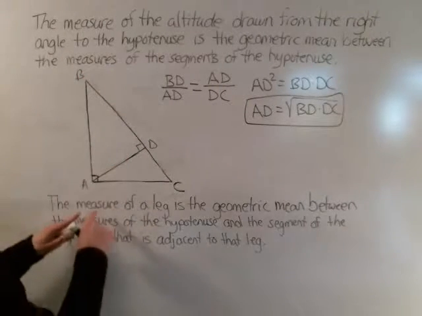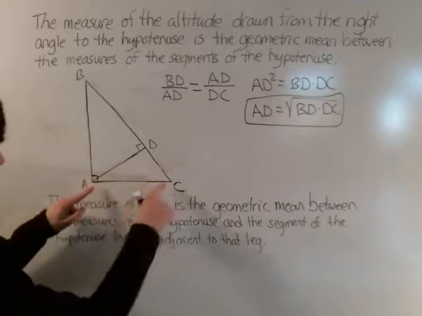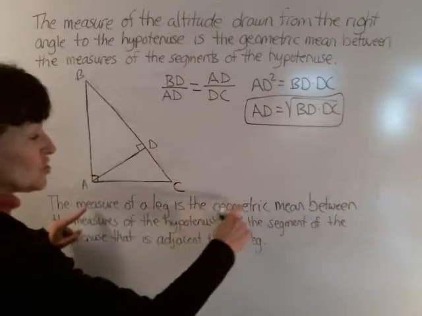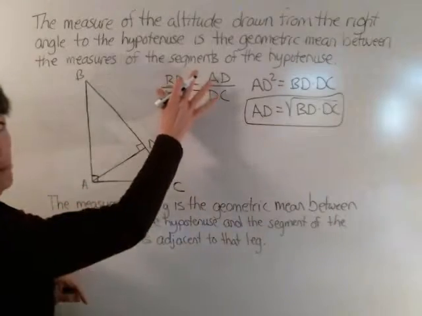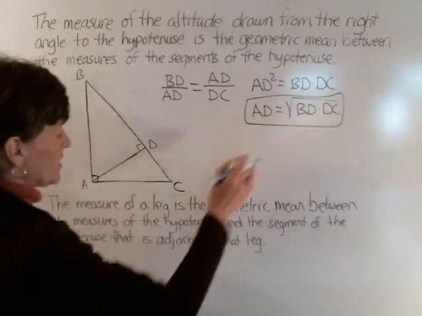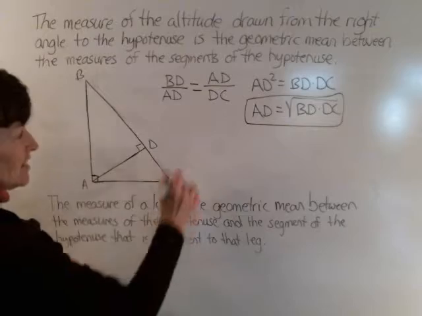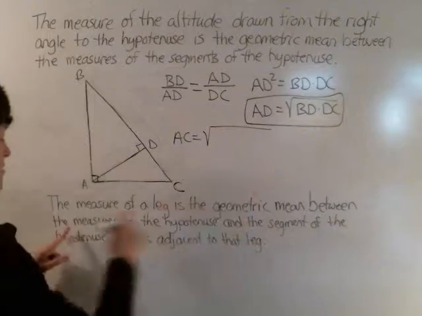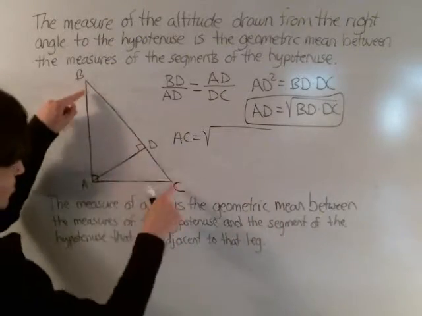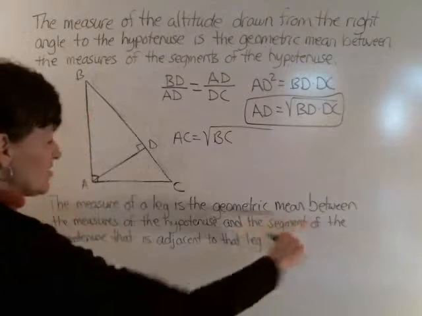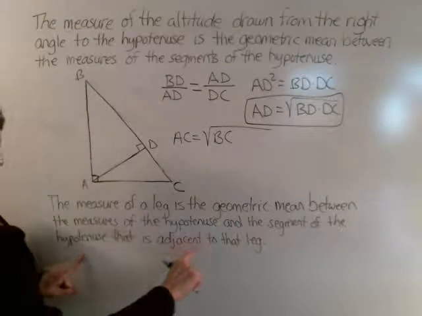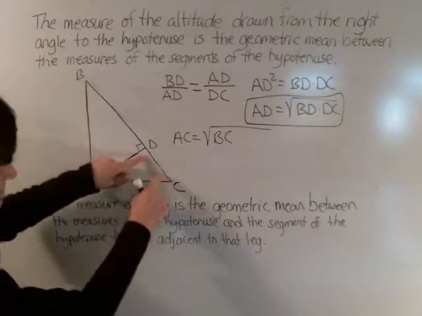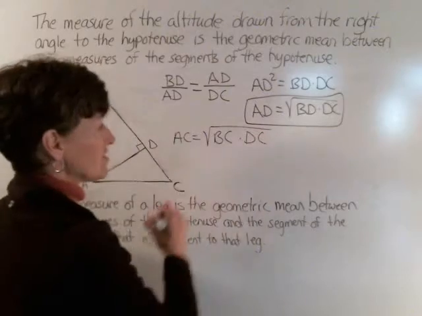Now for the second theorem, the measure of a leg. Well, my right triangle, of course, has two legs. Let's start with AC. So the measure of a leg is the geometric mean. So this time I'm going to skip the proportional way to write this, and I'm just going to write it this way. AC equals the geometric mean, that means I'm going to take the square root, between the measures of the hypotenuse, well that's BC, and the segment of the hypotenuse that is adjacent to that leg. Well, the segment of the hypotenuse that's adjacent to AC is DC. So I have this statement right here.